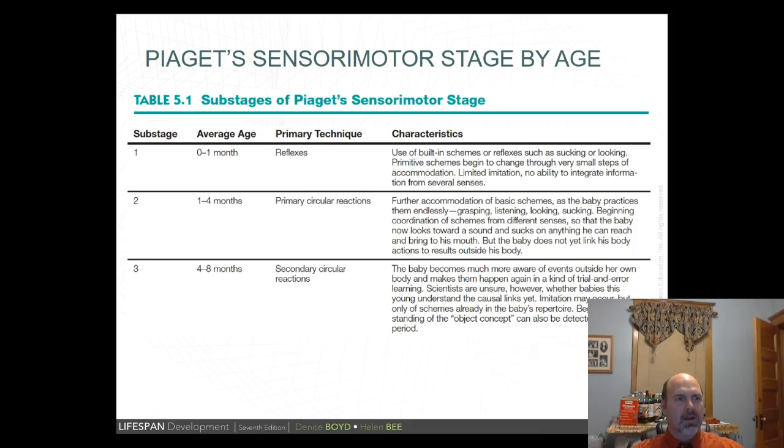Let's look at Piaget's sensorimotor stage by age. For the first 0 to 1 month, from birth to 1 month, the focus is on reflexes. The sucking reflex, looking reflex, those are important in the initial child's development. These are the first schemes or inborn reflexes.